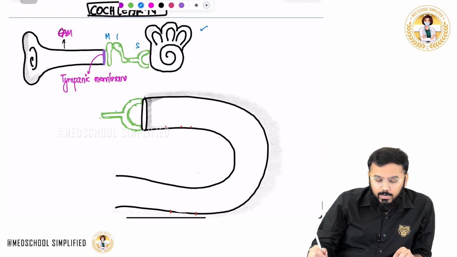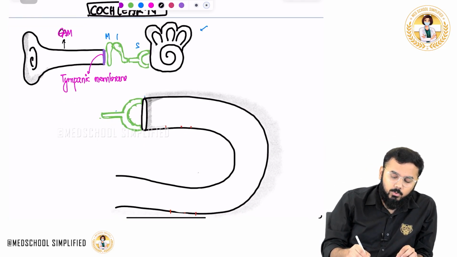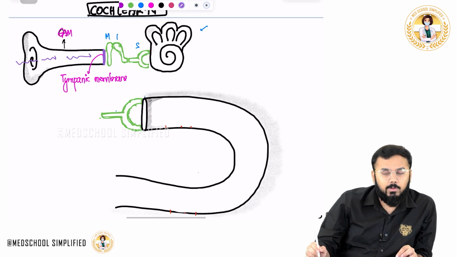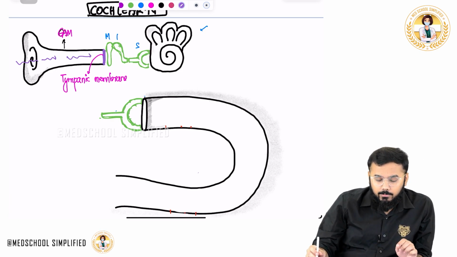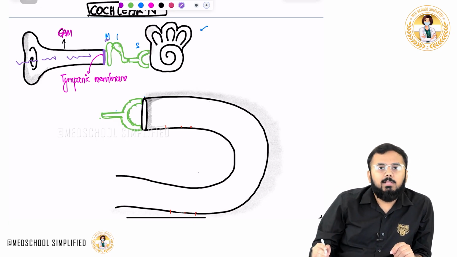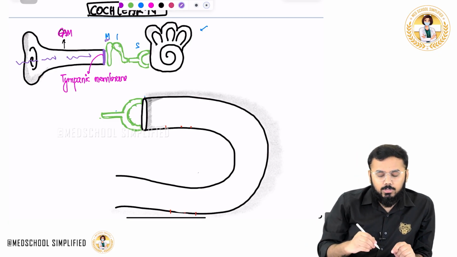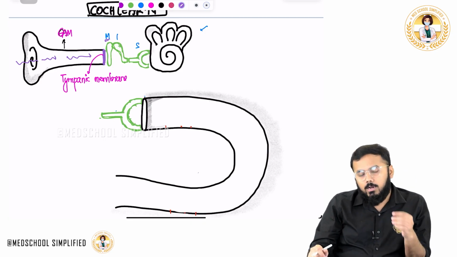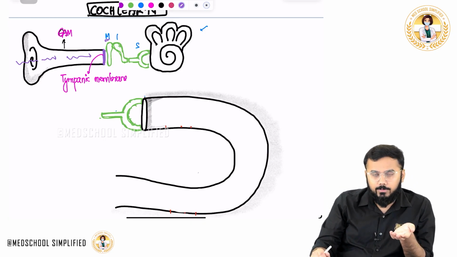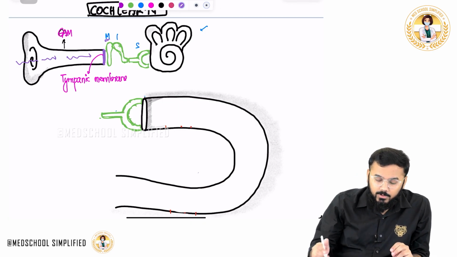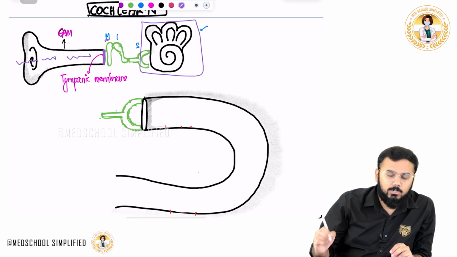Now whenever you are listening to any voice, these sounds come all the way through the external auditory meatus and hit the tympanic membrane, and the tympanic membrane will vibrate. Attached to the tympanic membrane you have got the malleus, so the malleus also will vibrate. Attached to the malleus is the incus, which will vibrate. Then attached to the incus you have got the stapes, so the stapes will also vibrate. Once the stapes vibrates, these vibrations are transmitted to the inner ear.